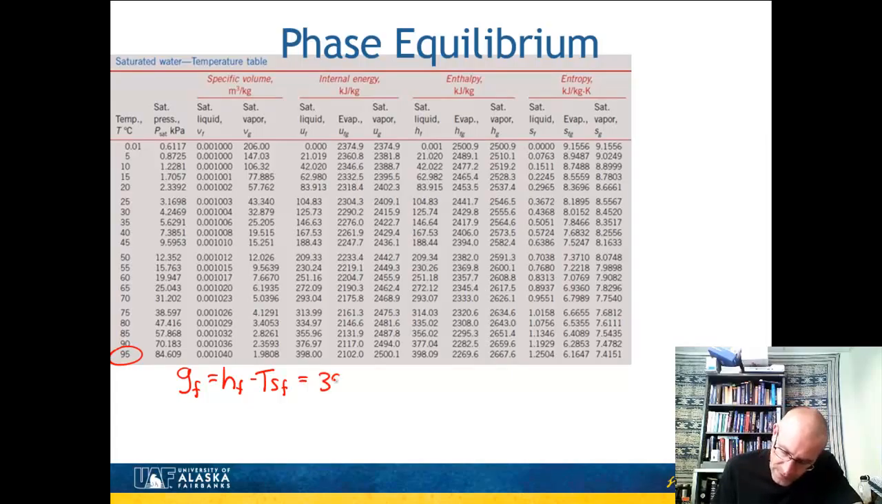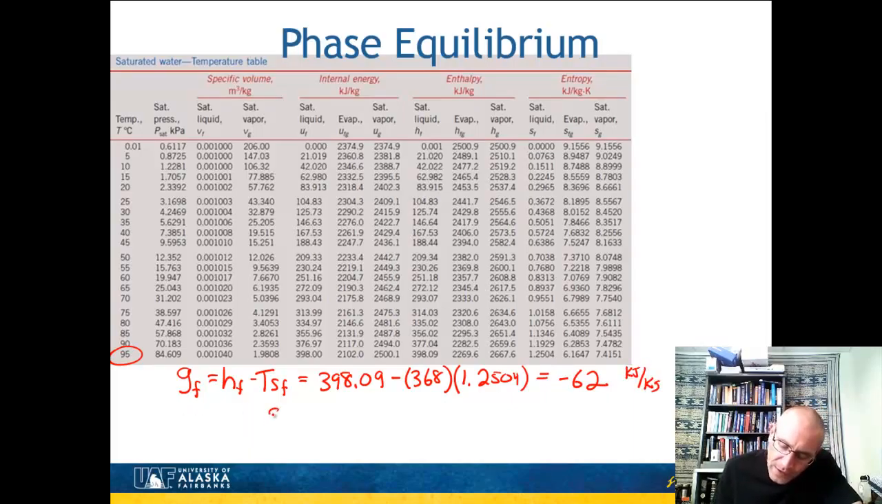Pulling those off the table, I have 398.09 minus the temperature. 95 degrees Celsius is 368 Kelvin. We use absolute temperature on that. And then my entropy value is 1.2504. If I do that arithmetic, this comes out to about minus 62. The units are going to be kilojoules per kilogram.